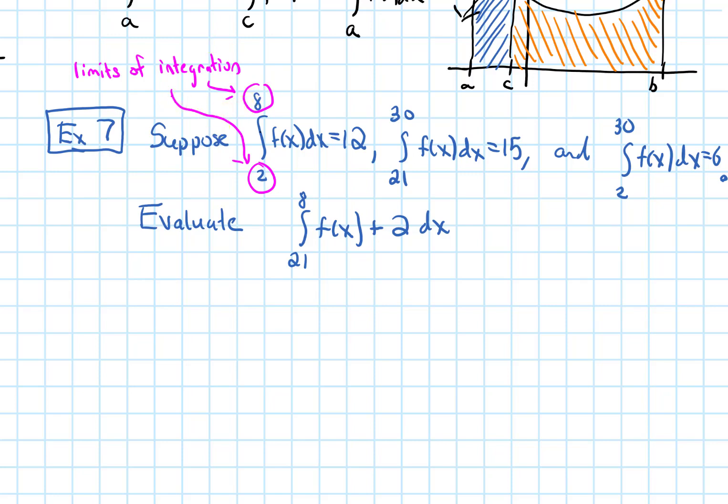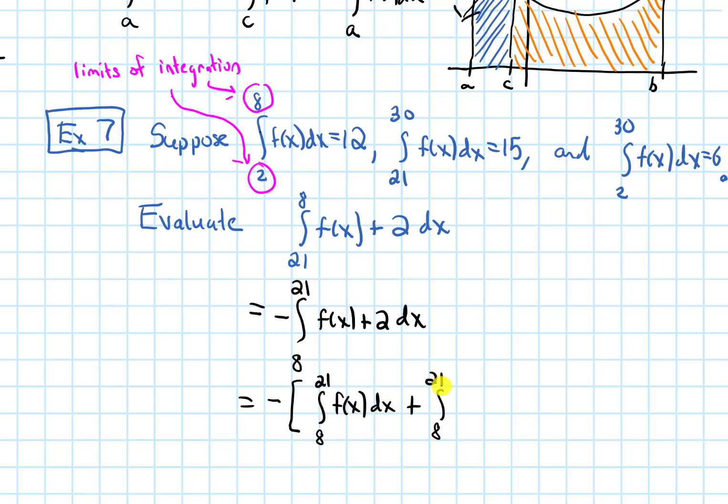Okay, so in our problem, because this upper limit of integration is smaller than the bottom one, I'm going to flip this integral and do 8 to 21. And when I do that, I have to stick a negative in front of it. And then I have my function f of x plus 2 dx. Now let's split up this integral into two pieces. So I have that negative sign in front, and then the integral from 8 to 21 of f of x dx, plus the integral from 8 to 21 of 2 dx.